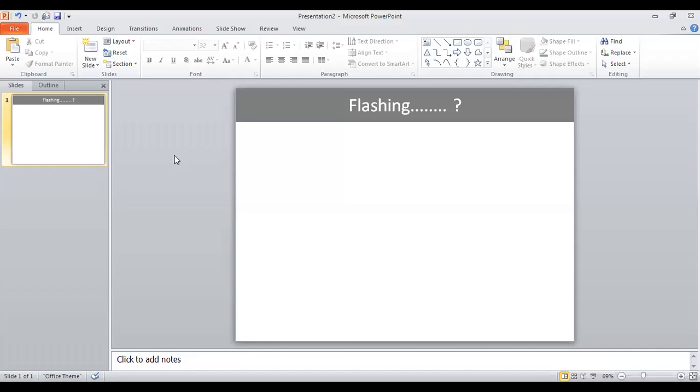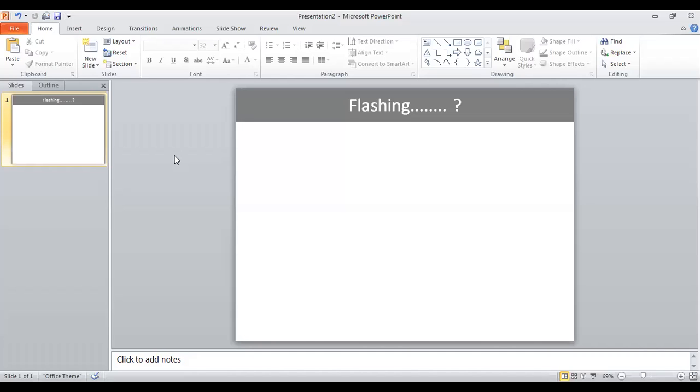Do you know flashing? Flashing, of course. There is a flash. Camera, there are flashes. So that is a flashlight.